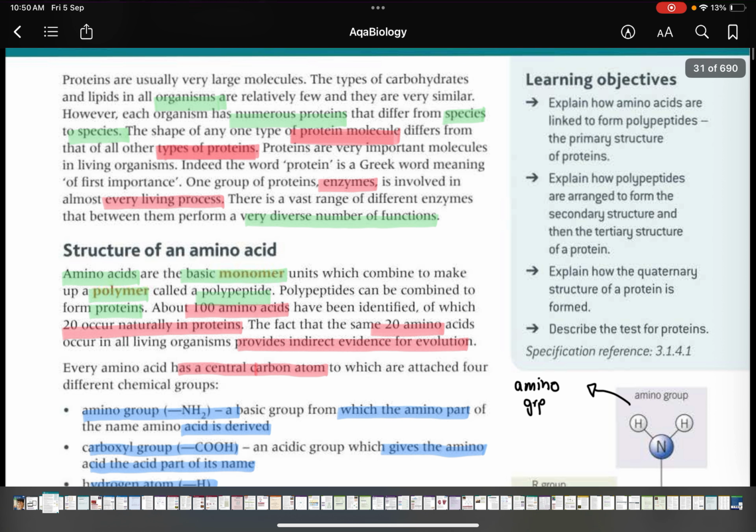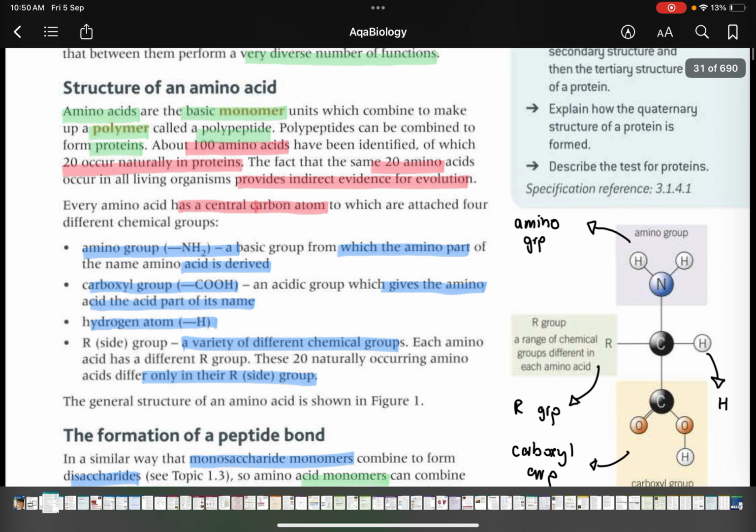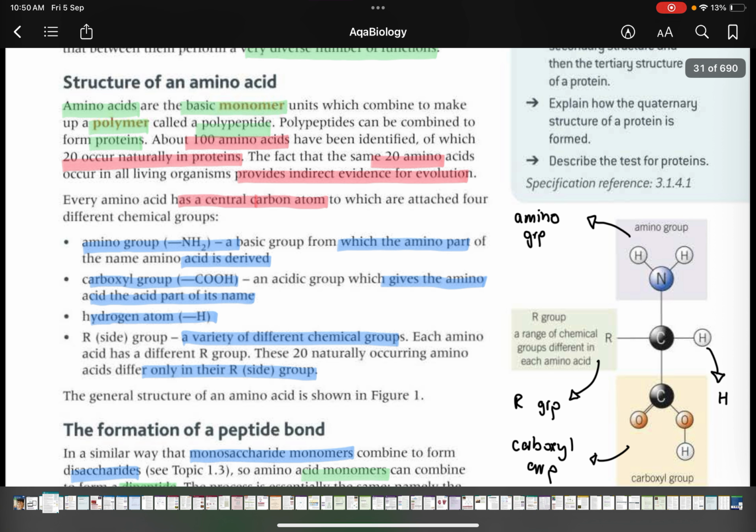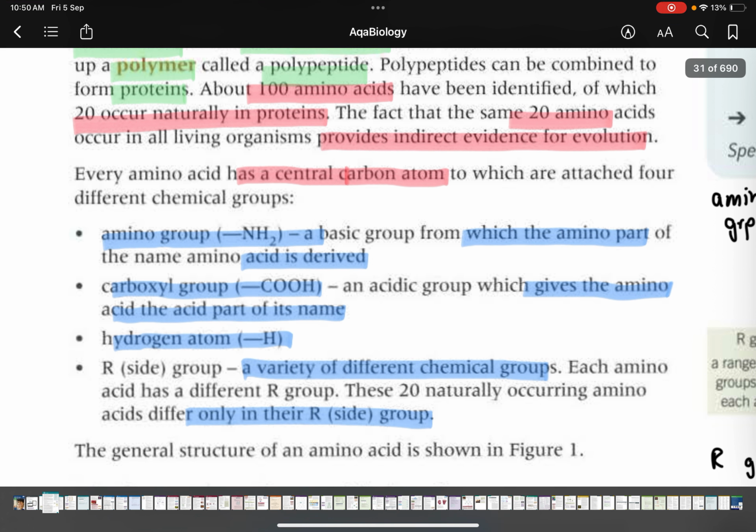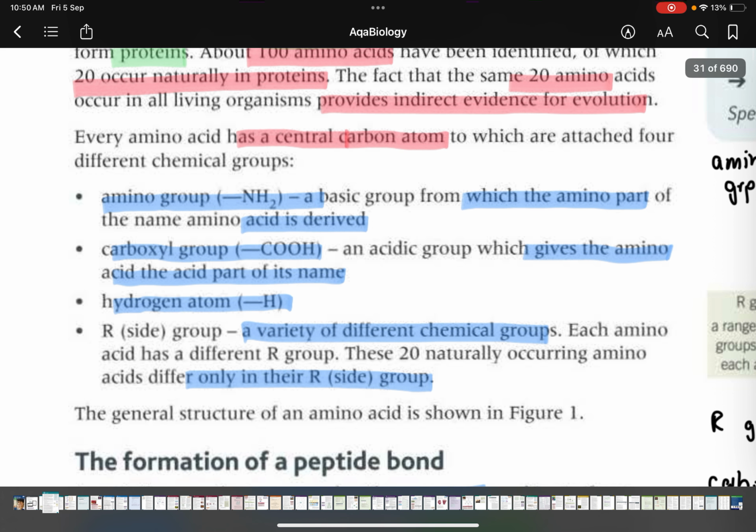You can go through them if you like, but now we're going to go into the structure of an amino acid. So amino acids are a monomer, and this differs from lipids because we know that lipids don't really have monomers, and lipids aren't a polymer. But for proteins, we actually do have a monomer and a polymer. The polymer is known as the polypeptide, not the protein. The protein is multiple polypeptides joined together. And yeah, we have about 100 amino acids, 20 naturally occurring.